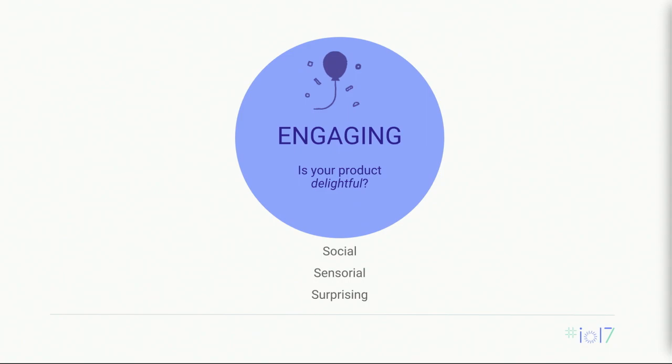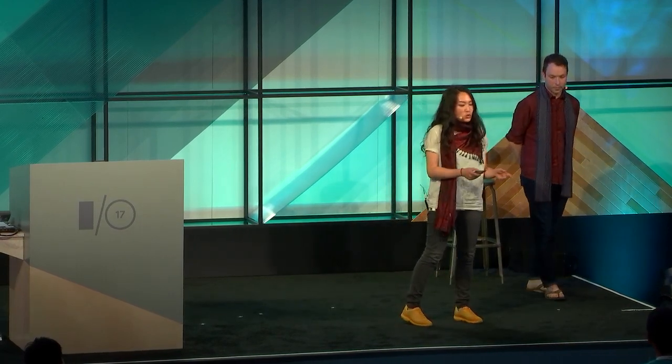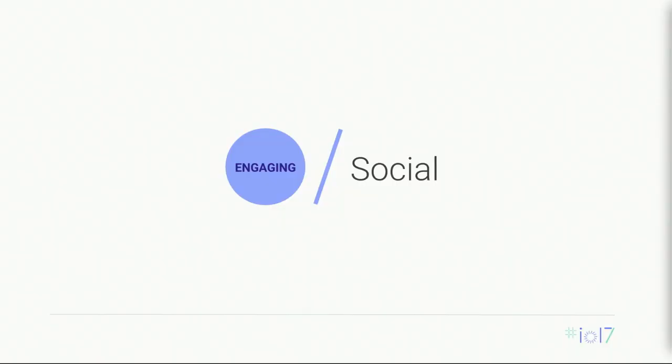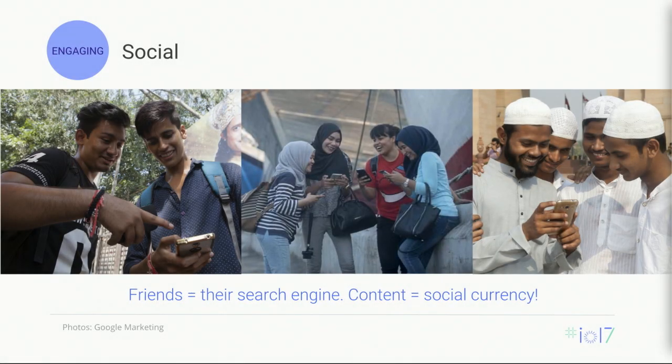So the final bucket of this framework is engaging. Does your product delight by being social, sensorial, and surprising? In this context, social touches on the fact that the cultures in these types of emerging markets is collectivistic. It's not individualistic. They rely on human networks to fetch information, to learn new things, to discover. Friends are their search engine.